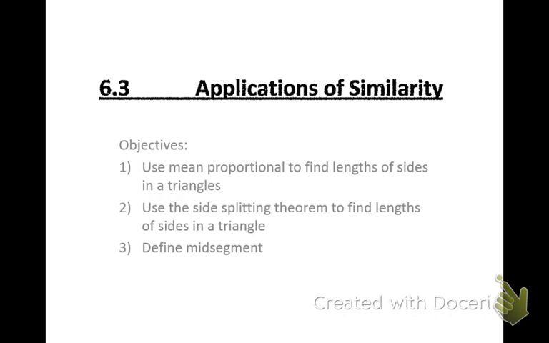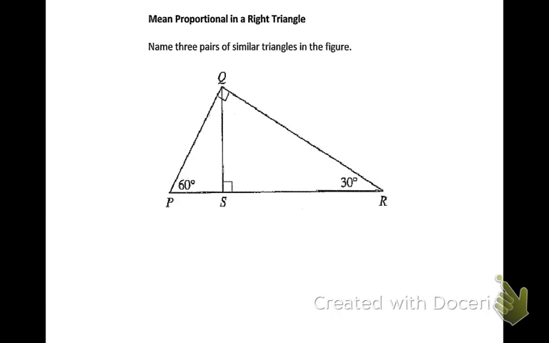6.3, applications of similarity. Objectives: use mean proportional to find lengths of sides of triangles. Use the side splitting theorem to find lengths and sides of triangles and then define mid-segment. Okay, so with this mean proportional right triangle, it's asking us to name 3 pairs of similar triangles in the figure. We're going to actually draw the 3 triangles separately.